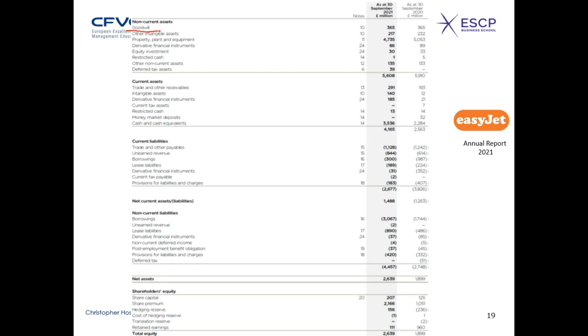So for example, here we have goodwill. Goodwill is presented by both companies. We also have in common derivative financial instruments, for example, in the non-current section, but also in the current section. We have a common line item of cash and cash equivalents. We have lease liabilities in the current section, and we have lease liabilities in the long-term section. Okay, so these are common items.